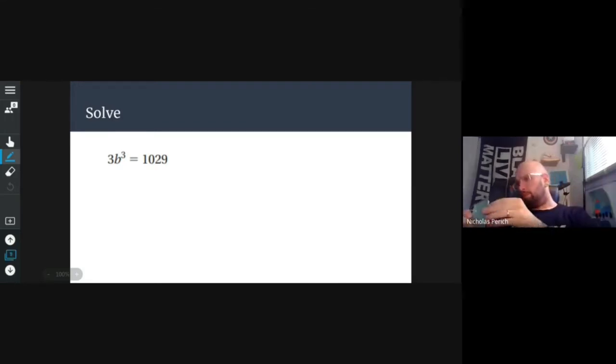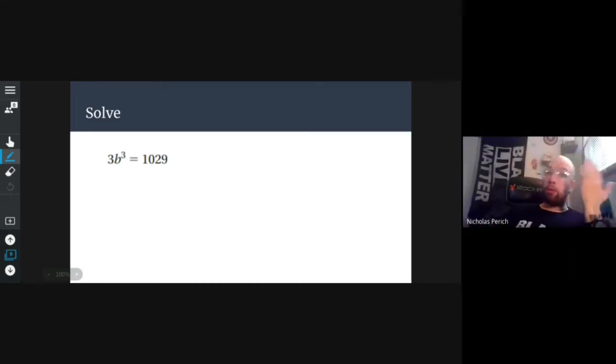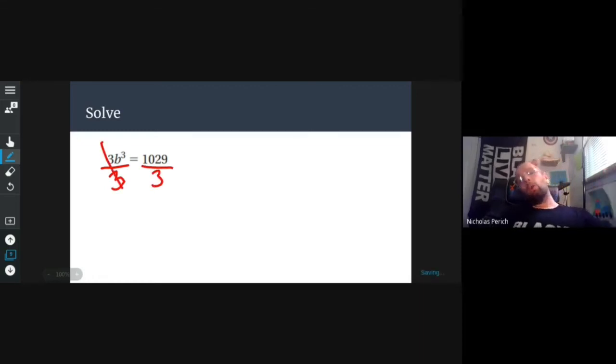Nope. Is B all by itself? No. What's in the way? Well, I have two things in the way. I have a 3 living in front, and I have a cube in the way. I'm going to divide both sides by 3 first. And the reason why I want this on is because I don't know what 1,029 divided by 3 is. The answer is 343.